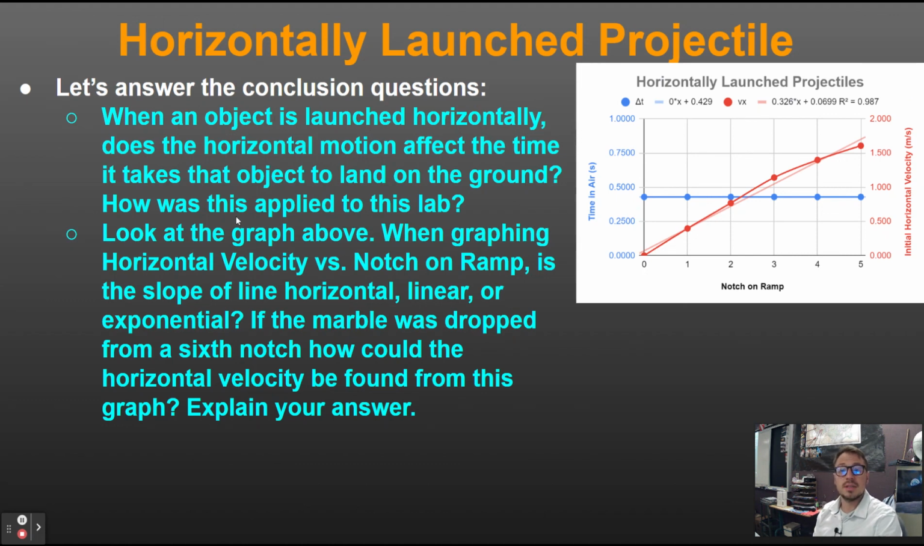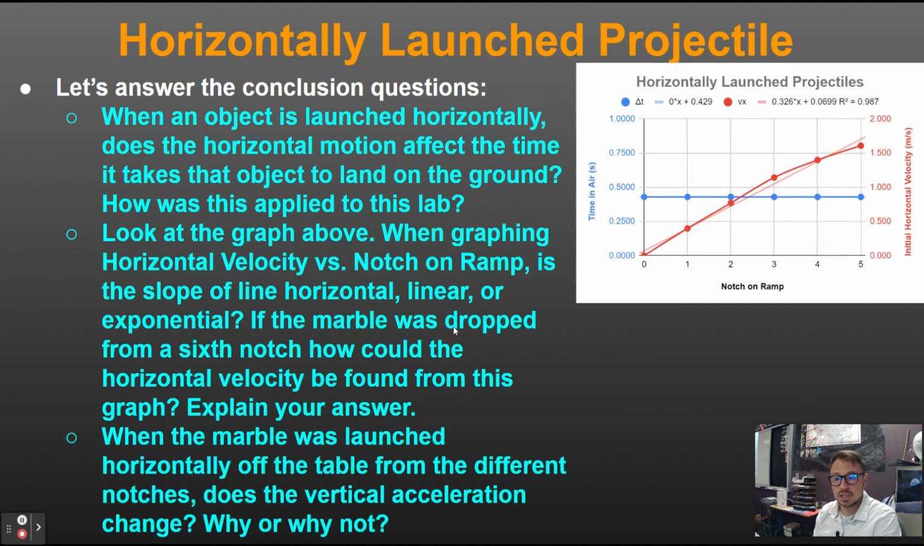If the marble was dropped from a 6th notch, how could the horizontal velocity be found from the graph? There's an equation up there, right? On the x-axis, the notch on the ramp. So if I plug in 1, I should get close to how fast it was moving with notch 1. Because it's going to extend out indefinitely on this line, if I just plug 6 in for x, I'm going to get about how fast it would be traveling if there was a hypothetical sixth notch.